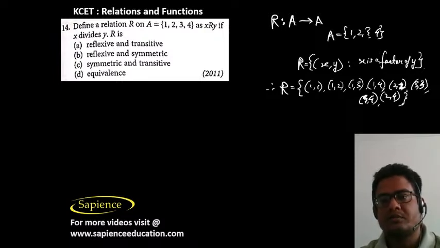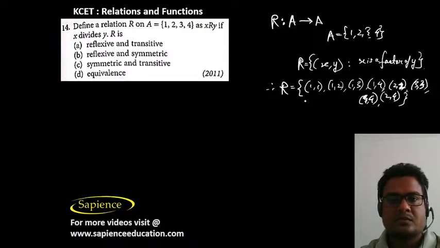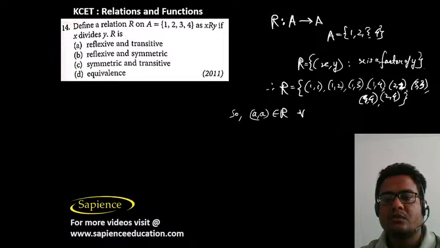So these are the elements. Now (1,1), (2,2), (3,3), (4,4) are there. So I can say that (a, a) belongs to the relation R for a belongs to the set A. So R is reflexive. R is a reflexive relation.